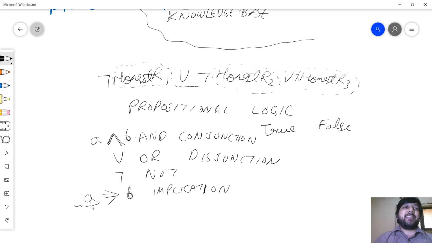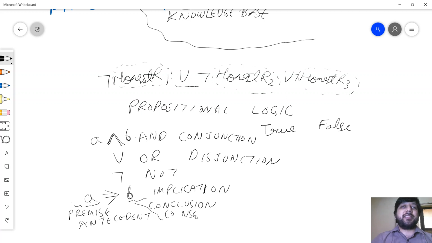Here this has a special name. It's called a premise, and this has a special name which is called the conclusion. It's just because it can sometimes be read as if A then B, as A implies B. Similarly, it's also called an antecedent, and correspondingly B is called a consequent.